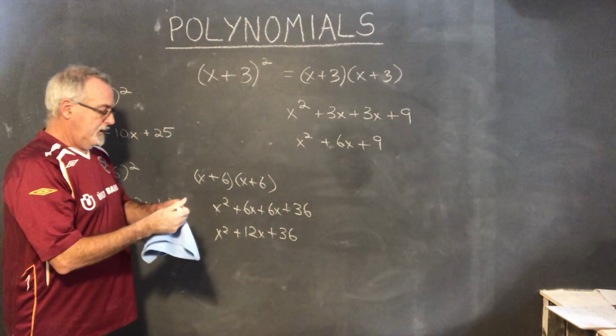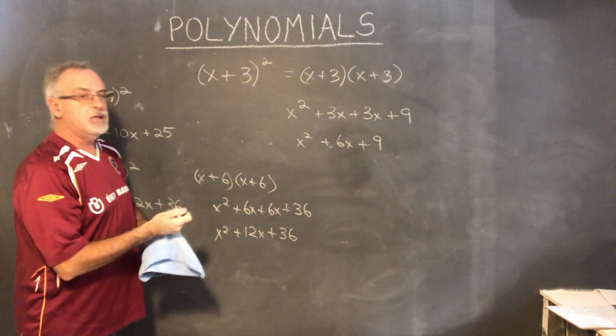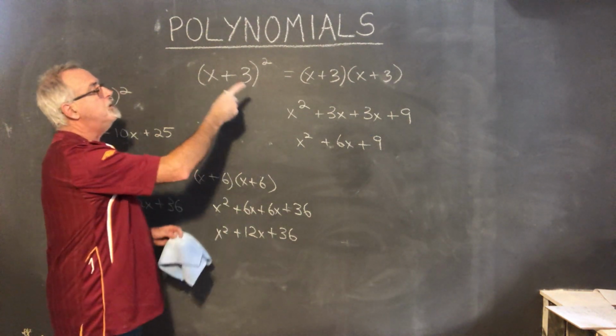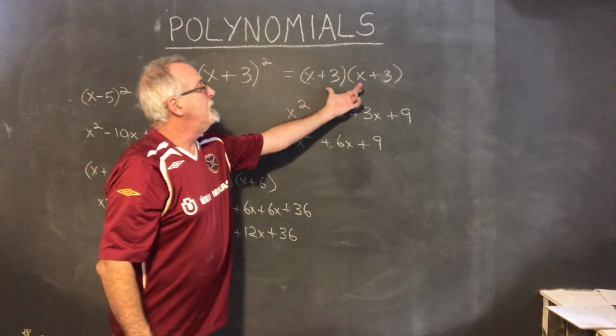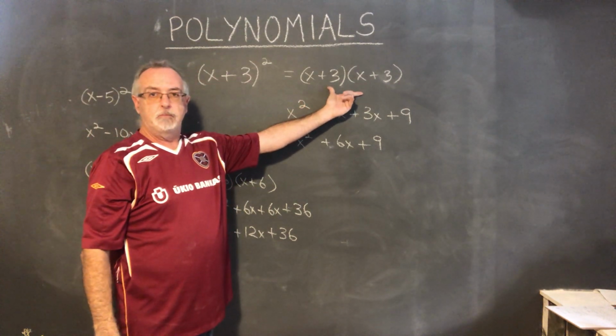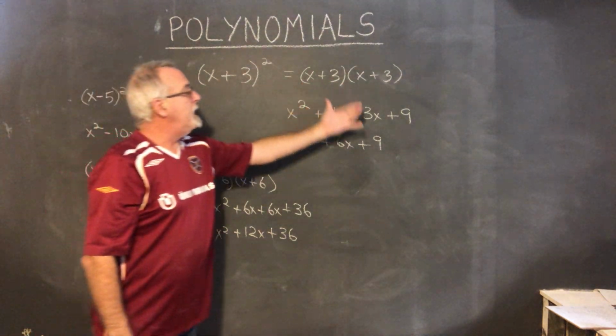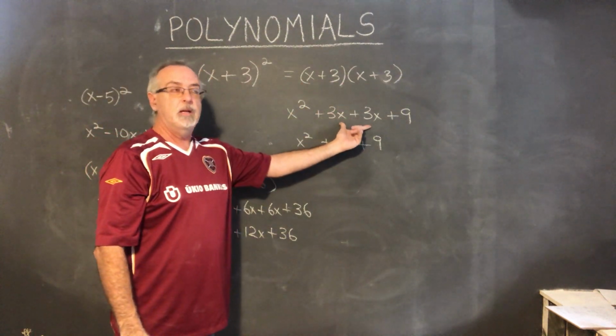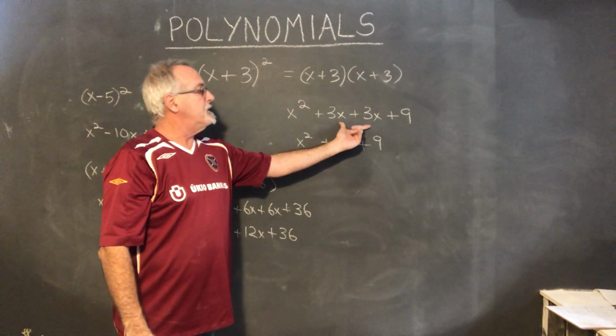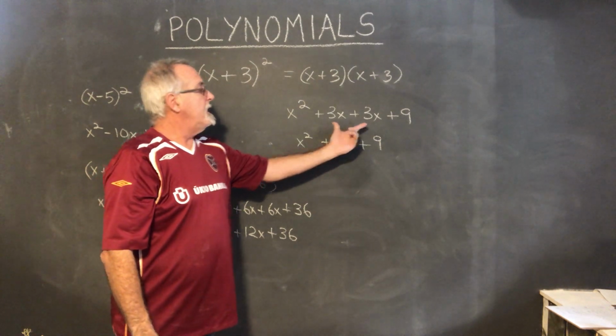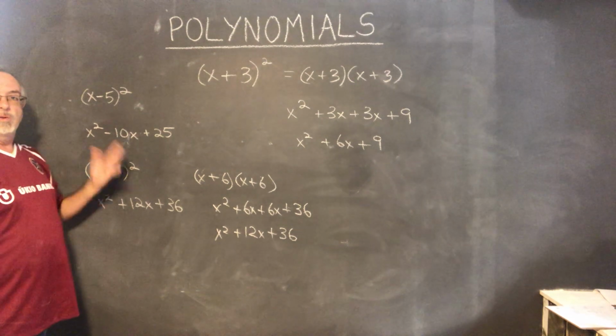Okay. So that's a good what if. What if the two binomials you're multiplying are exactly the same? Well, now we know what happens. You end up getting the two terms in the middle equal in sign and in size. And you can apply this shortcut to doing it if you want.